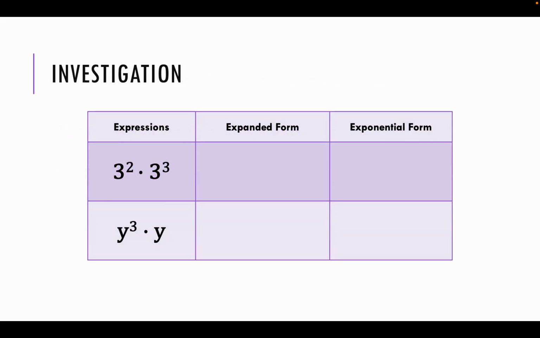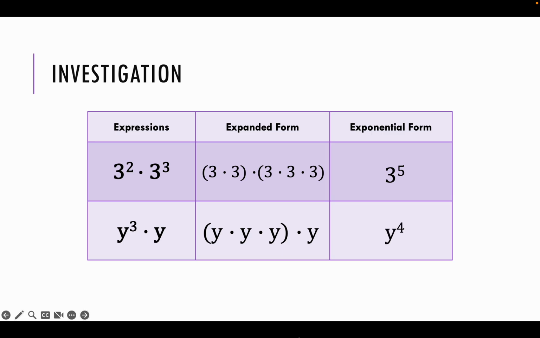First, take a moment to rewrite this expression, 3 to the second power times 3 to the third power, in its expanded form. That would look like this: 3 times 3 times 3 times 3 times 3. If we rewrite that in exponential form, that would read 3 to the fifth power. For the second example, y to the third times y would expand as y times y times y times y. In exponential form, that would be y to the fourth power.